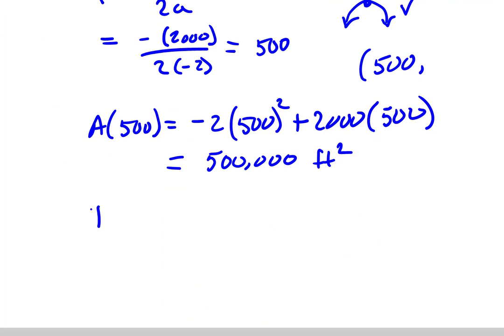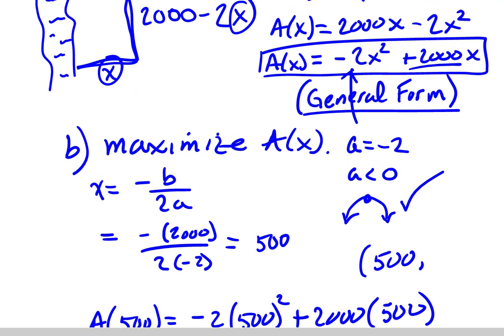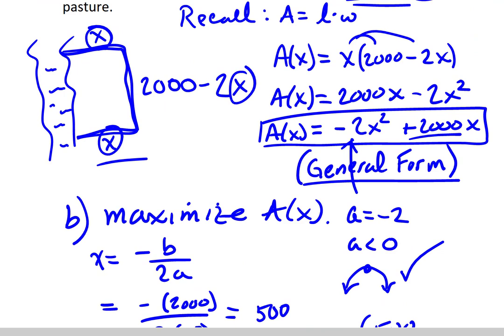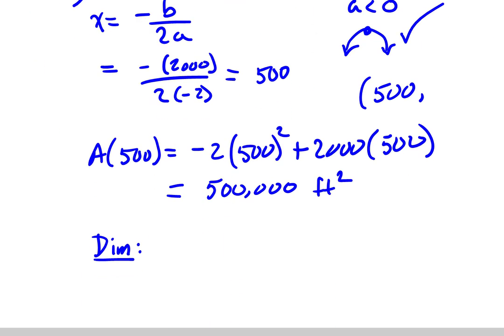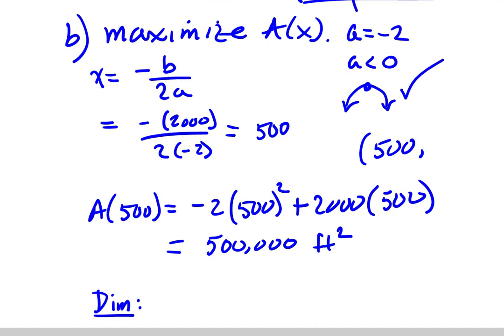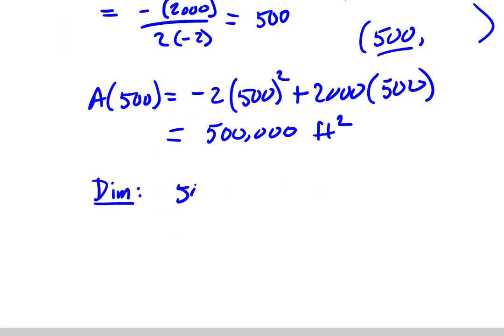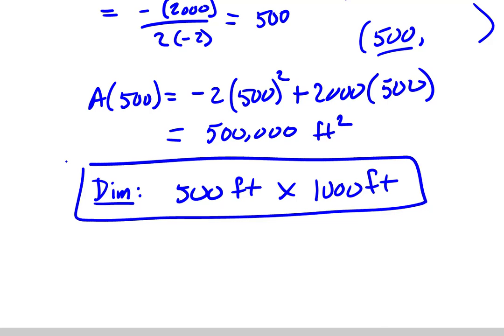So let's go ahead and summarize our dimensions now. Dimensions would be the length and the width. If you go back to our drawing, that would be the x times the 2000 minus 2x. Okay, so if we found x to be, earlier, the 500 value, then our dimensions would be 500 feet by, the other measure was 2000 minus 2x. Well, if x is 500, then 2000 minus 2x would be 1000. So 500 feet by 1000 feet would be our max area dimensions for this pasture.